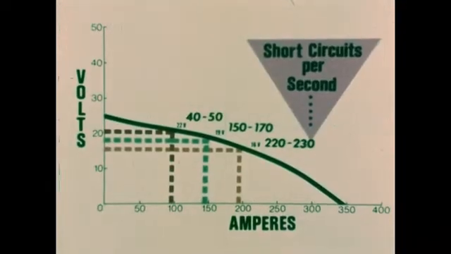The 3 welding conditions may also be illustrated in this manner. With too low an amperage, as shown here in red, there are only about 40 to 50 short circuits per second. At the optimum amperage shown by the blue lines, the number of short circuits per second is about 150 to 170. Finally, as indicated by the yellow lines, we achieve approximately 220 to 230 short circuits per second, where amperage is the highest and arc voltage lowest.